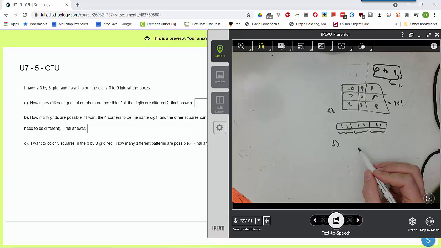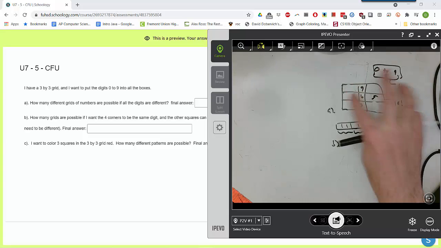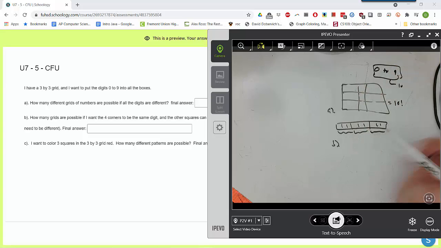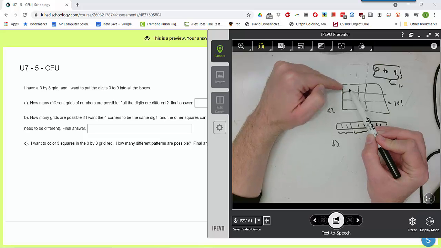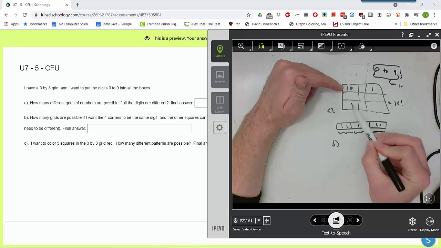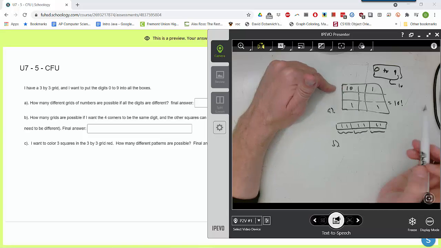Then for part B, how many grids are possible if I want the 4 corners to be the same digit? All right, if the 4 corners are the same digit, let's choose the corners first. So this corner could be anything, so that's 10. But once I've chosen what digit the corner is going to be, the other corners have to be the same. So there's only one option I have for each of those once I've chosen this one.